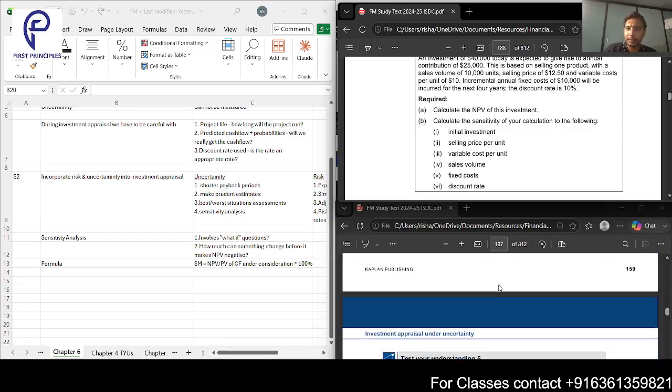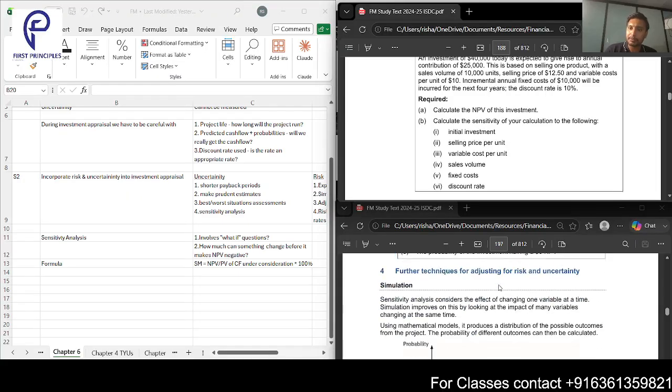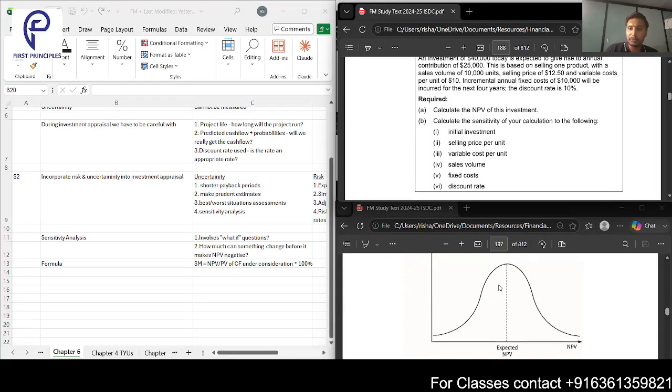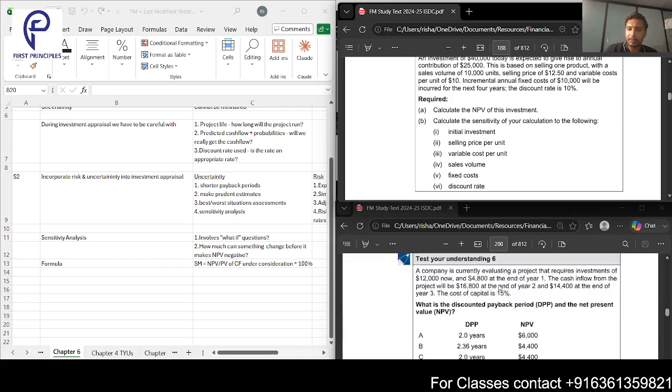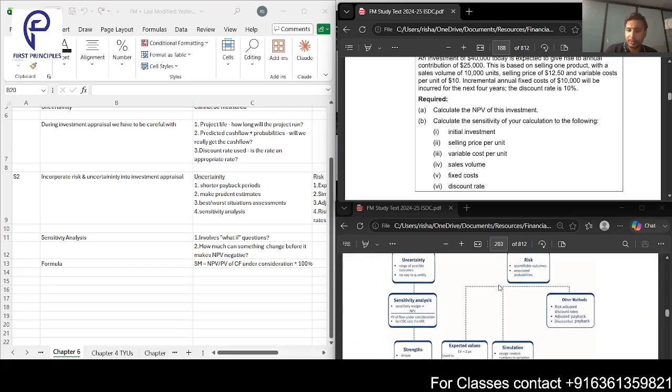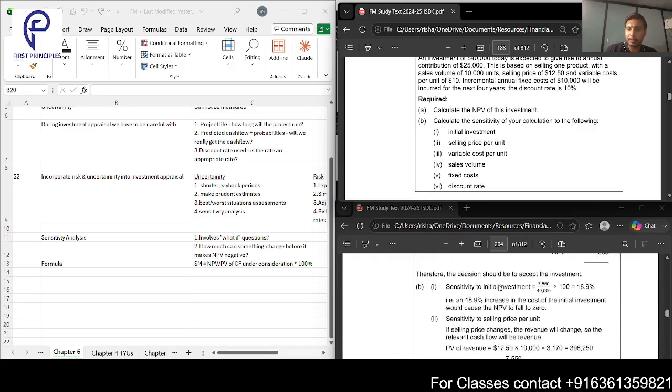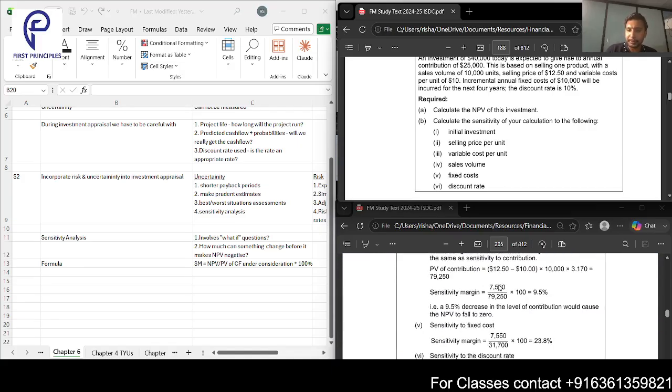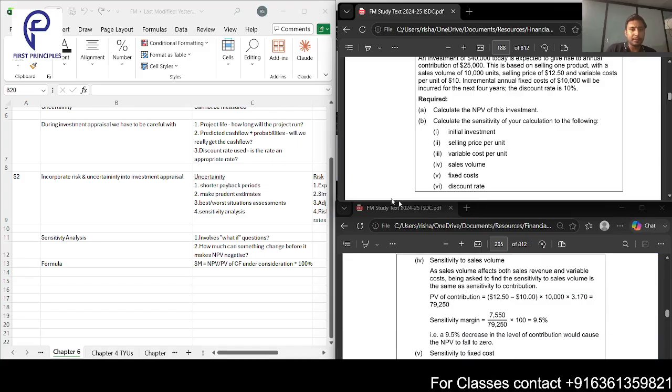So in yesterday's class, we finished initial investment, selling price, variable cost per unit, and fixed cost. These are the topics that we have finished under sensitivity analysis. Now we'll slowly look into the remaining three. Now we look into sales volume. What do we do with sales volume? Let's get a good idea about this.